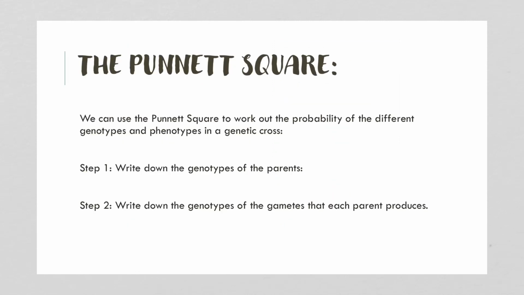So in biology, we use something called a Punnett square to work out the probability of the different genotypes and phenotypes in a genetic cross. So in step 1, you would write down the genotypes of the parents, and in step 2, you would write the genotypes of the gametes that each parent produces, and then you would draw your Punnett square and figure out the probability.